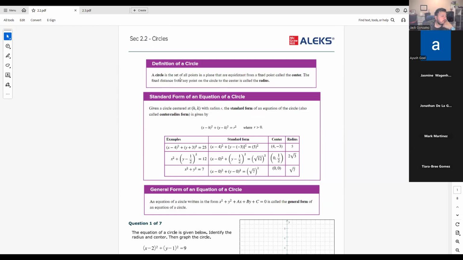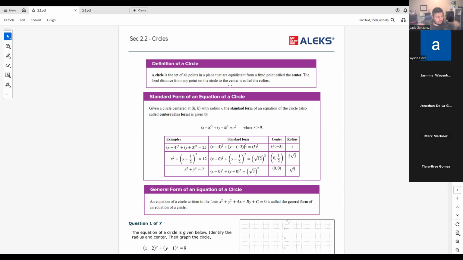A circle is the set of all points in the plane that are, I don't know what that word is, equidistant. Hmm. From a fixed point called the center. Oh, equidistant. I see. I've never read it before, I guess. That's funny. Anyway, the fixed distance from any point on the circle to the center is called the radius.